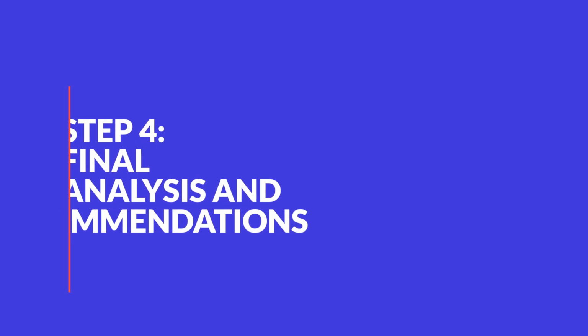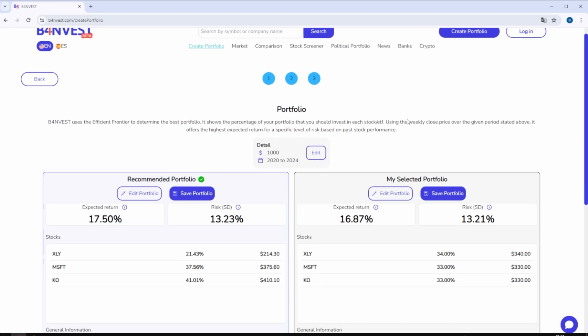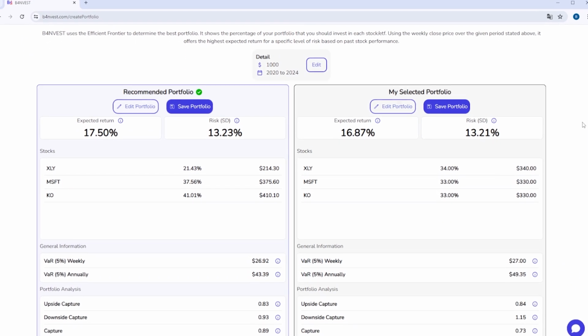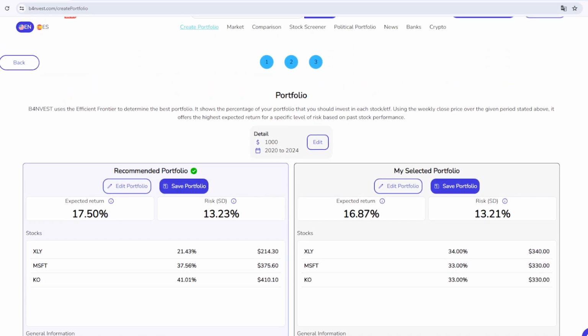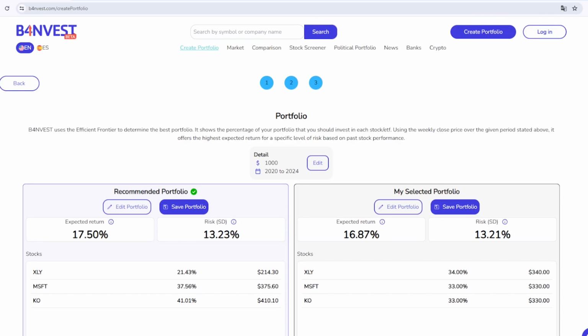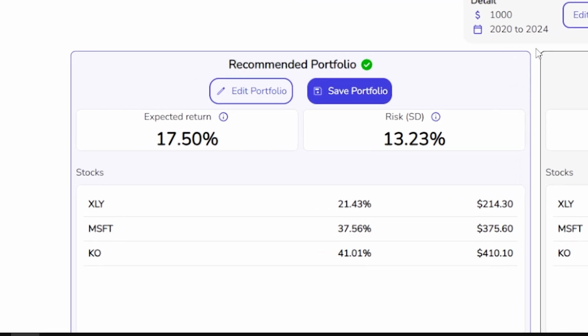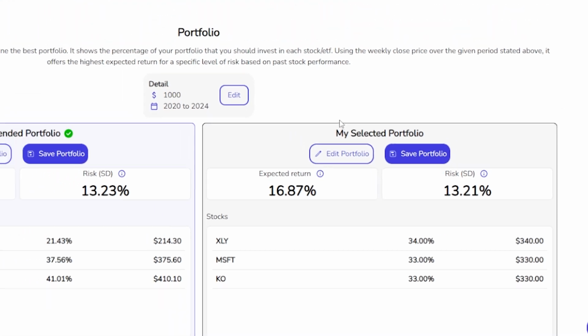Step 4. Final analysis and recommendations. Now that your portfolio is set up, B4NVEST will analyze the stocks you chose and determine the amount in dollars you should invest using the efficient Frontier algorithm to achieve the highest return on investment with the lowest possible risk. Here, you will see two investment portfolios with the same stocks. On the left side, our recommended portfolio, and on the right side, your selected portfolio.